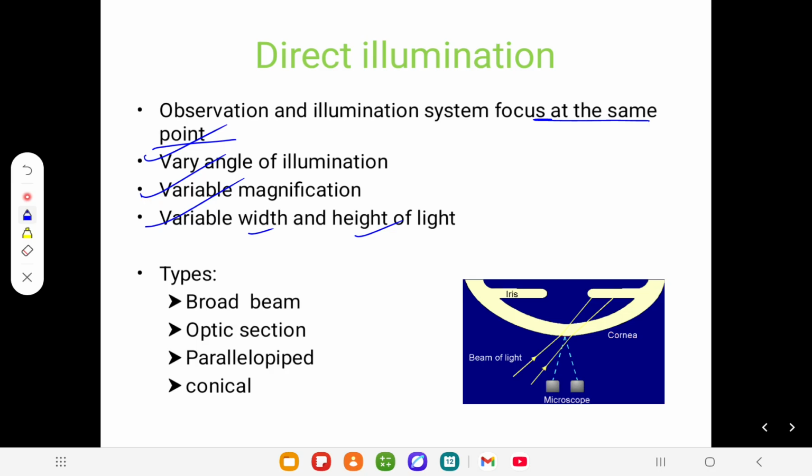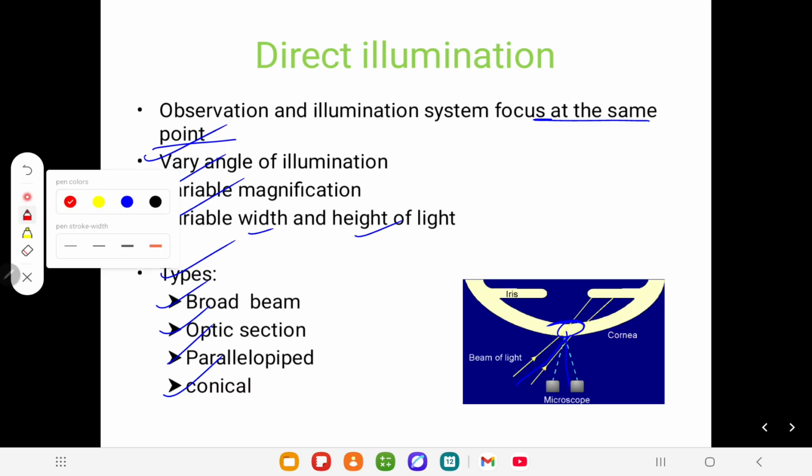Okay, so roughly, direct illumination is categorized into broad beam, optical section, parallelepiped, and conical beam. Roughly, this is all. We throw light at a particular area and we observe that particular area. That's what is in this picture. Can you see? It's blue on blue, so it's difficult. We are throwing light on this area of the cornea and we are seeing that same area of the cornea. The cornea is transparent, that's why it is shown like that.